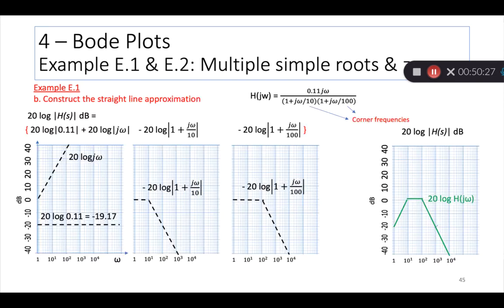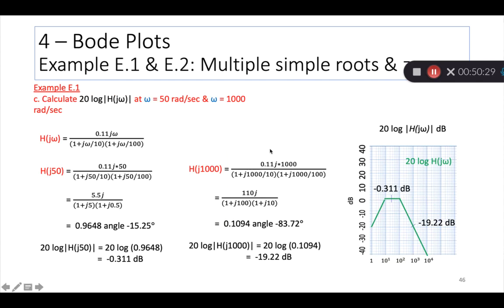Okay, so we did this. We have a couple more things to do, like I said. So part C, he says, at two different frequencies, omega is 50 and omega is 1000, find the absolute value, right? And so we calculate, and then we can check to see if these values, at least approximately, are accurate on the actual plot that we just created.